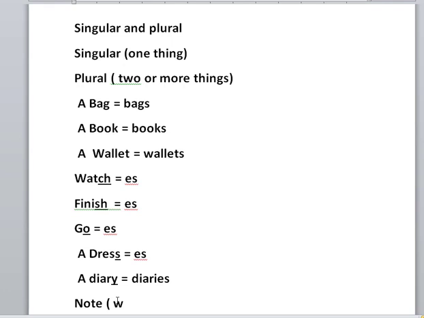We add ES toward these endings: O, S, SS, and also Z, and also CH, and also SH. It's very important for you guys. It's about singular and plurals.